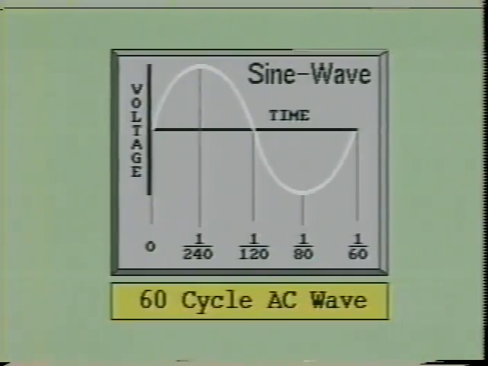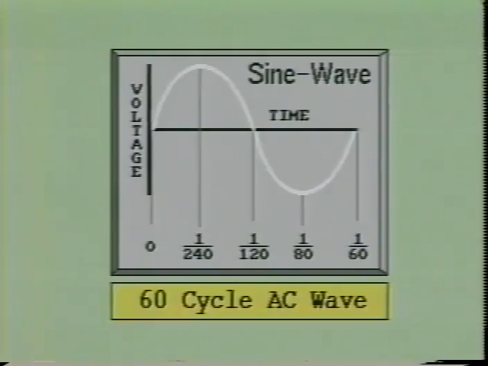By definition, a cycle is one complete succession of events. We notice that the voltage started at one value, went through all the variations, then returned to its original value to complete one cycle. Notice that each cycle occurred in 1/60th of a second. This AC voltage is also called a 60-cycle AC voltage.